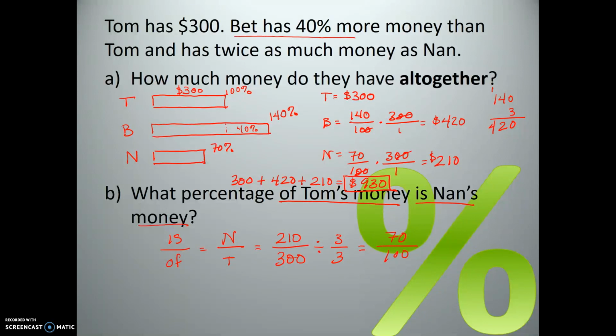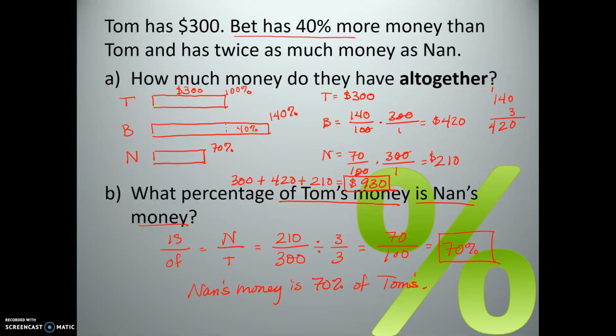So what percentage of Tom's money is Nan's money? She has 70%. Not hard though, right guys? Because we already figured that out up here because we used logic. We knew that she had half of 140%, and we already found that out. It was 70%. But there you go. Nan has, we should write this, Nan's money is 70% of Tom's. Okay?